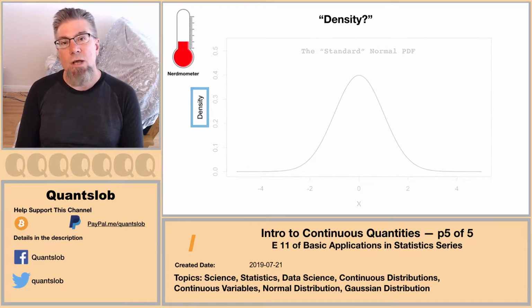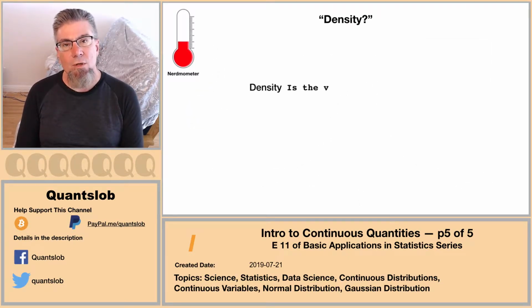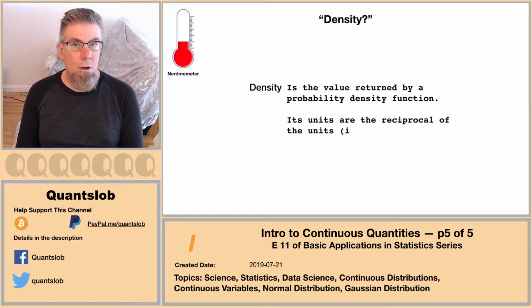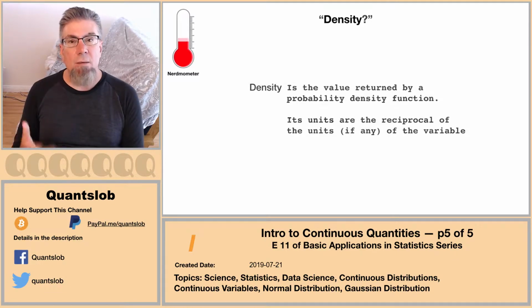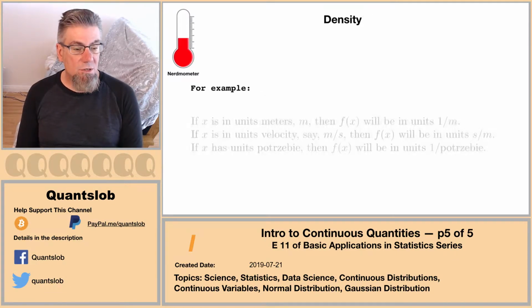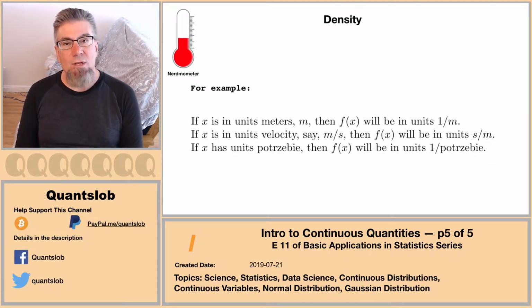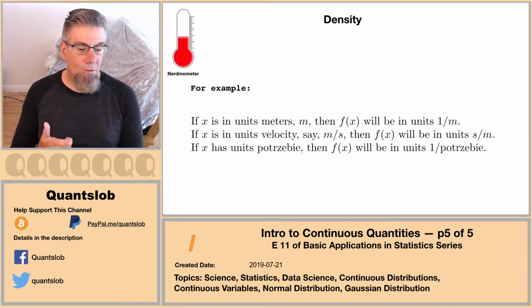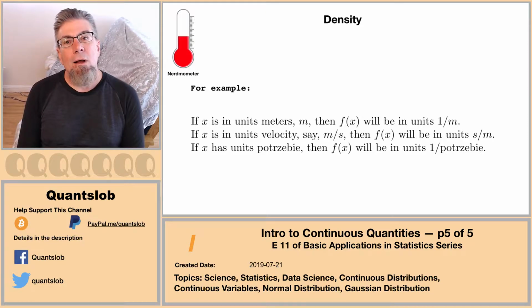It turns out that density takes on units that are the inverse of the unit or units of the quantity or random variable. So for example, if our quantity is in units, say, meters, then its density will be in units 1 over meters, or units per meter. If our quantity is in units meters per second, like a velocity, then its density will be in units seconds per meter. If you happen to get the reference there in the third example, tip my hat to you.